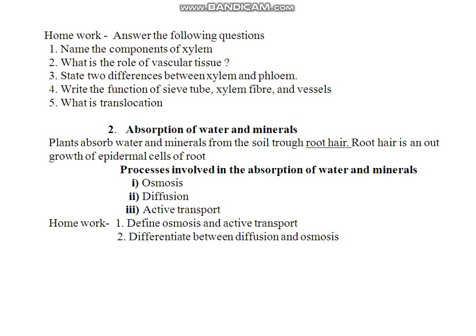Now, I am giving some homework questions from this portion. Number 1, define osmosis and active transport. These answers are given in the book. Number 2, differentiate between diffusion and osmosis. It is also given in the book in a column format. You can write the answer from the book.